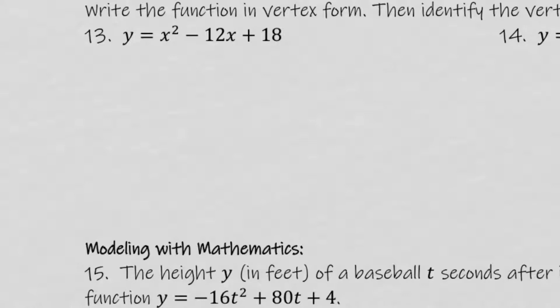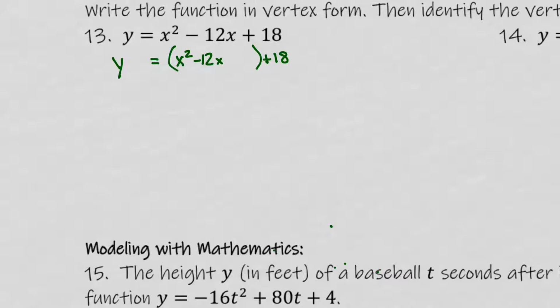So I'm going to group some things a little bit. I have y equals, but I'm going to leave a little space over there. And then on this side I have x squared minus 12x, and I'm going to leave a space, and then I have the plus 18. I want to make that my perfect square trinomial. Okay, I need to find this value that makes it so I can write it as a binomial squared.